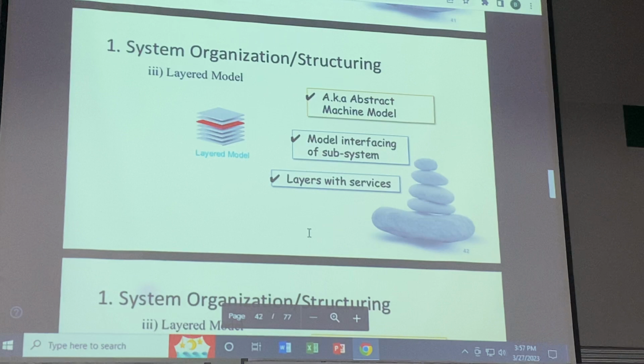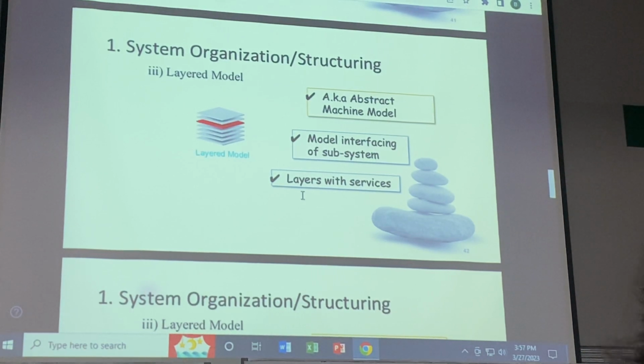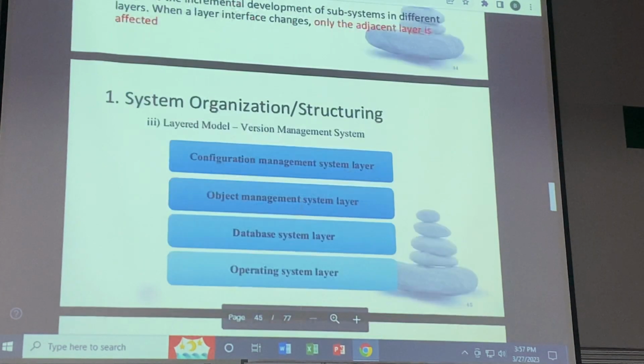The next one is the layer model. Just now it was the repository and client server, now it's the layer model. Why is it a layer model? Because as you can see here, I will show you.